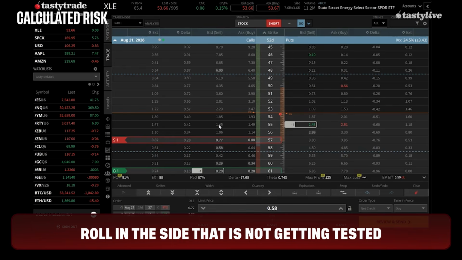Let's say that XLE was actually higher. If XLE was up around 59 or 60 or 61 or something like that, then maybe I'm rolling my put up because that would be rolling the put in. But in this context, rolling the call down as the quote-unquote in roll makes the most sense because XLE has gone down. And so I wouldn't necessarily roll the put down. That would also be rolling in this context.